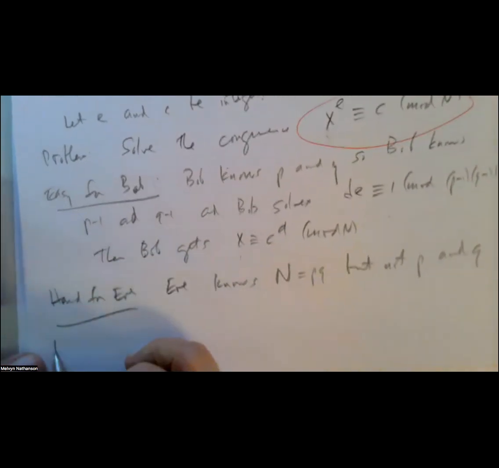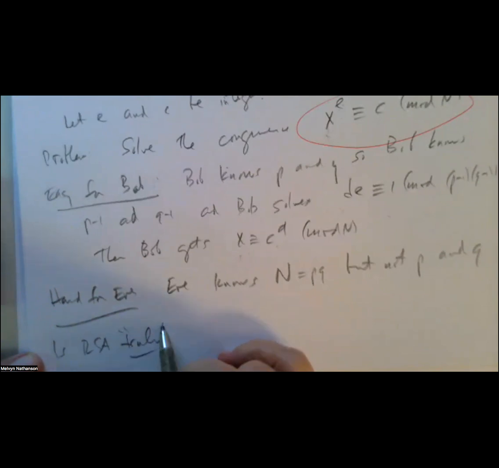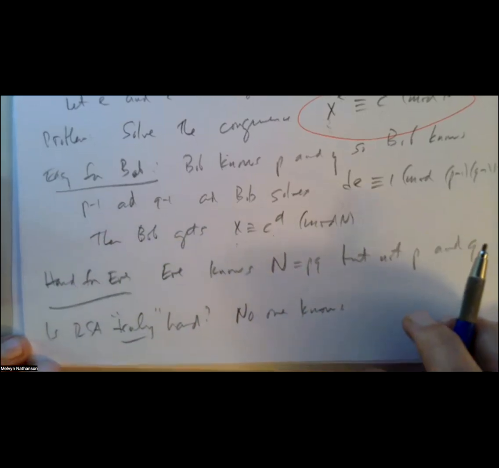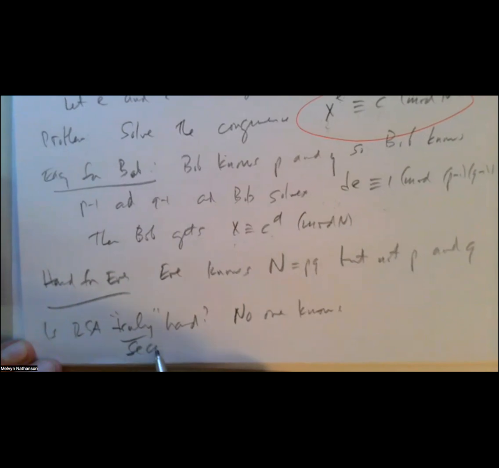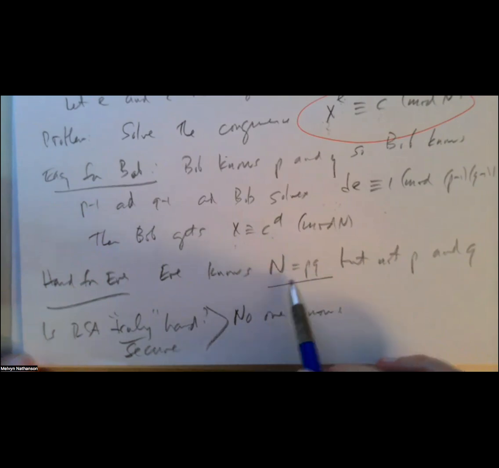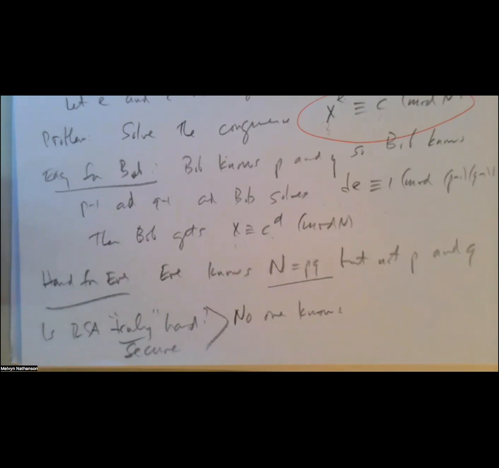Now, you can ask the following question. Is RSA truly, whatever that means, hard? And the answer is no one knows. Is it secure? Same answer, no one knows. Why does it seem to be hard? Why does it seem to be secure? It's because there seems to be no effective way, even if you know that a number n is a product of just two different prime numbers, to factor n to find the prime numbers.